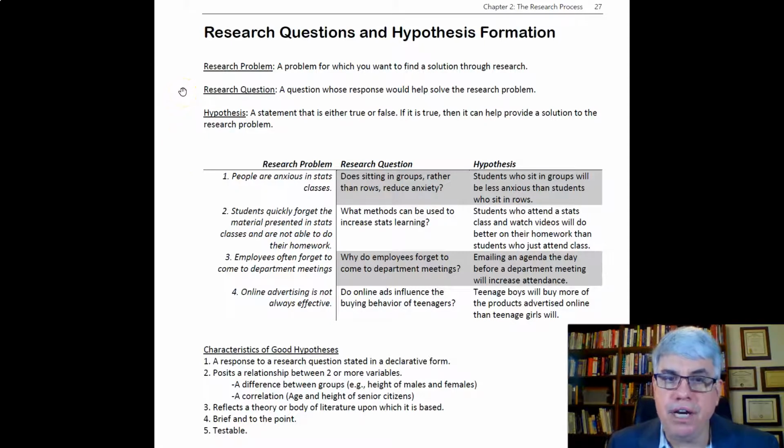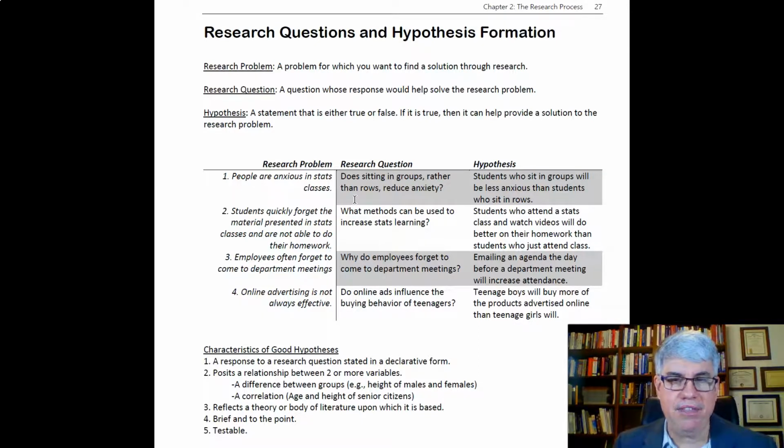A research question is some question whose response would help solve the research problem. If we answer it, we've got at least a partial solution. Research questions can be broad or they can be narrow. Here I've got a research question that's more narrow than the research problem. The research question is, does sitting in groups rather than rows reduce anxiety for people in stats classes?